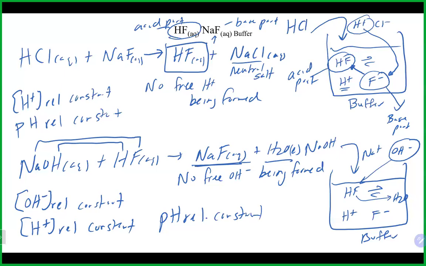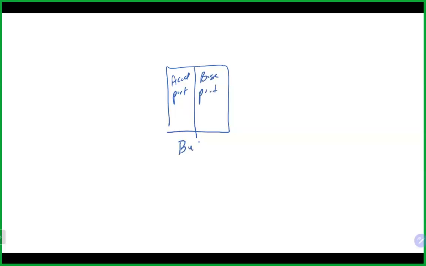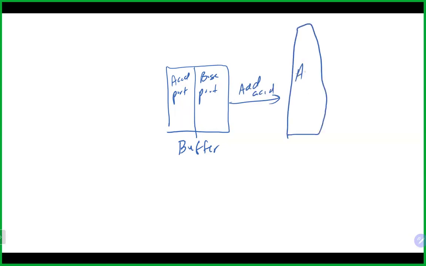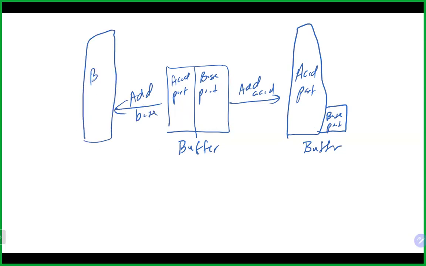Question on buffer there. Just to finish out real quick on this, if you have a buffer, a lot of times you want to make your acid part and your base part of your buffer relatively equal to each other. And that's because when we add acid, it will use up some of your base part, but it will make some of your acid part. And if you add base to your buffer, it will use up some of the acid part, but make more of the base part here.